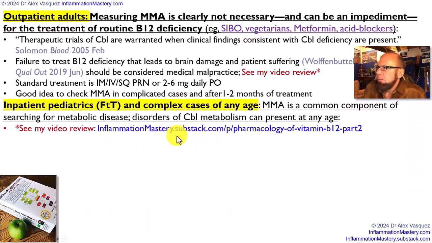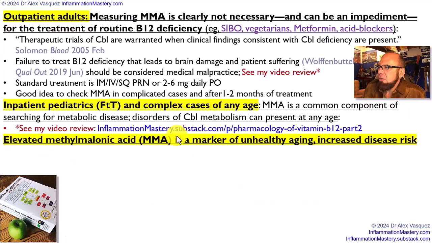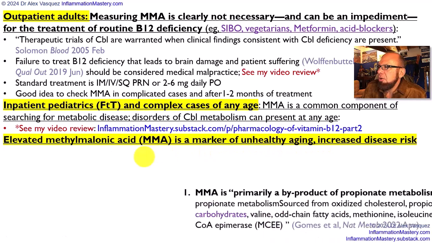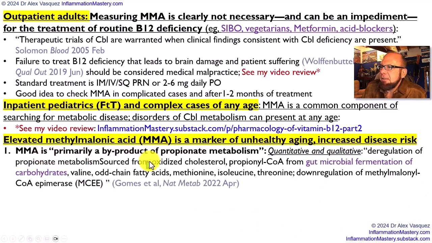You can see my Part 2 video review at inflammationmastery.substack.com. But again, in conclusion for today's video, which is the most recent but certainly not the last installment on this series, I want us to start thinking about elevated methylmalonic acid as a marker of unhealthy aging and increased disease risk. We know that methylmalonic acid originates from propionic metabolism, which is also a toxic metabolite that we have to get rid of.